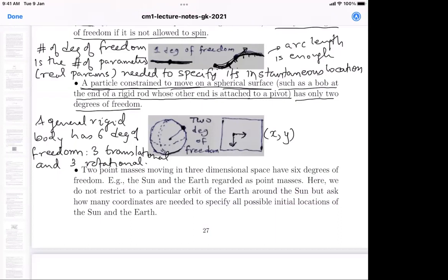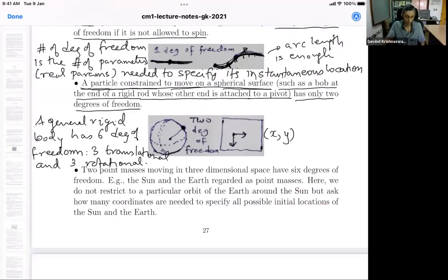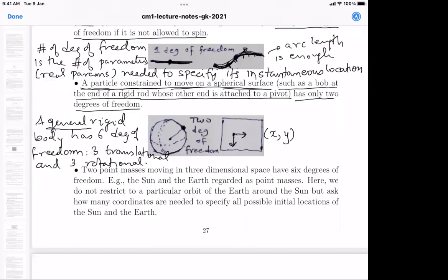Sir, there can be rigid bodies in 3D which need fewer degrees of freedom, right? You're quite right. That's why I said a general rigid body. I mean, if the rigid body is so thin that it doesn't have any spinning degree of freedom, you will lose one degree of freedom. You're quite right.